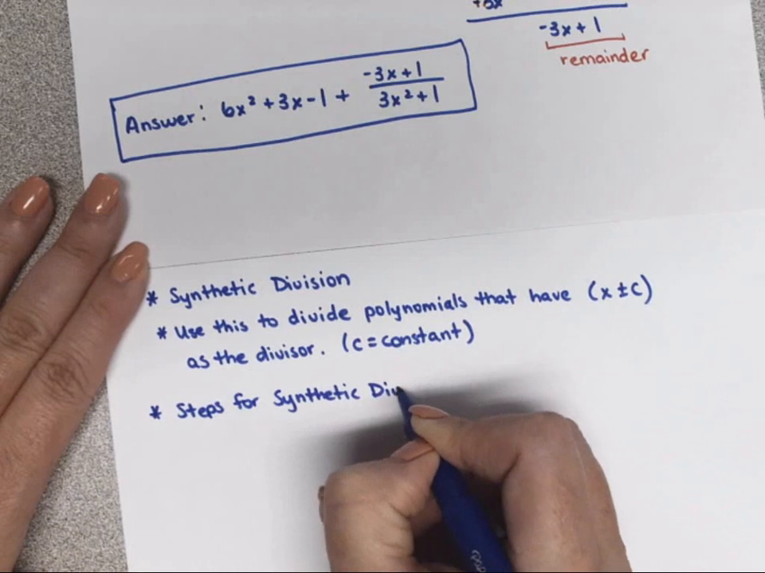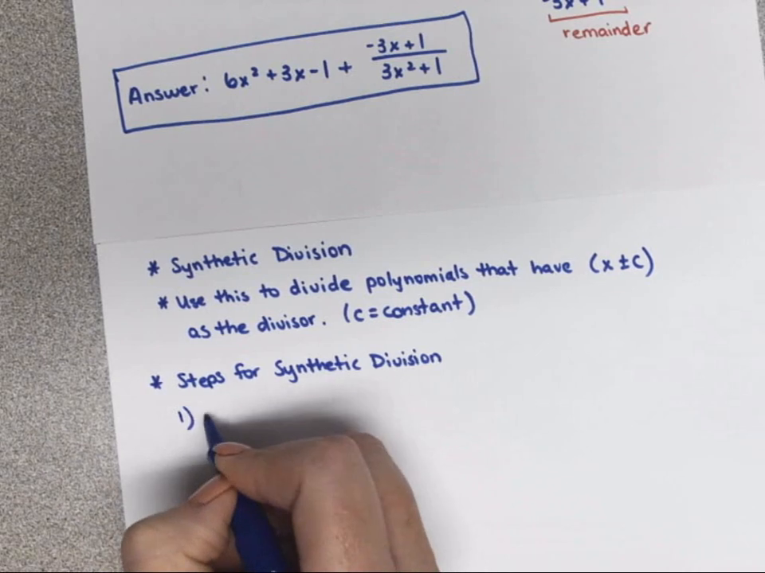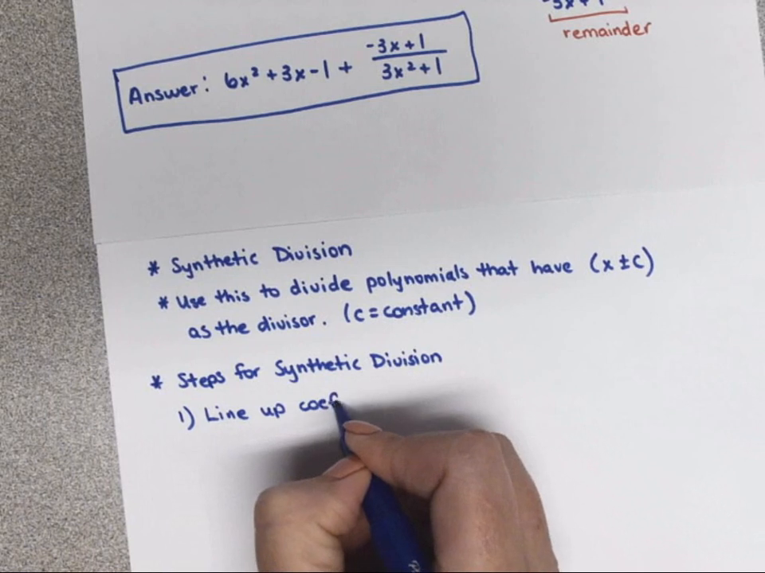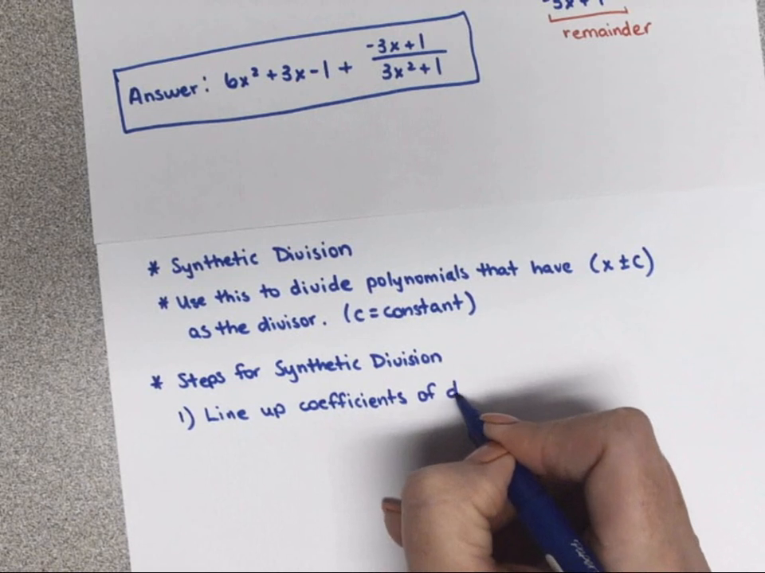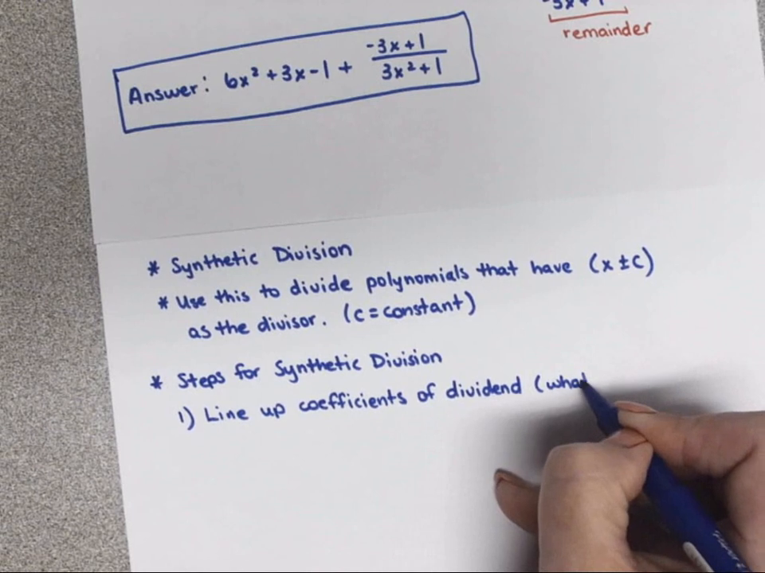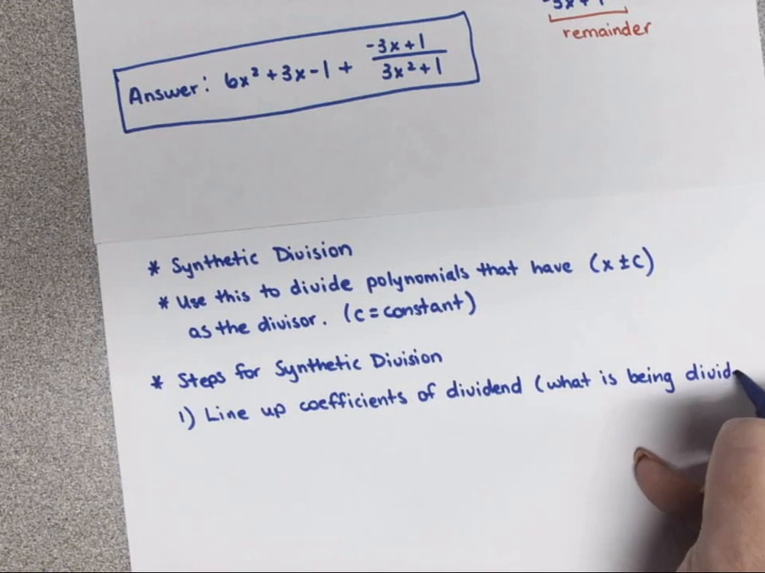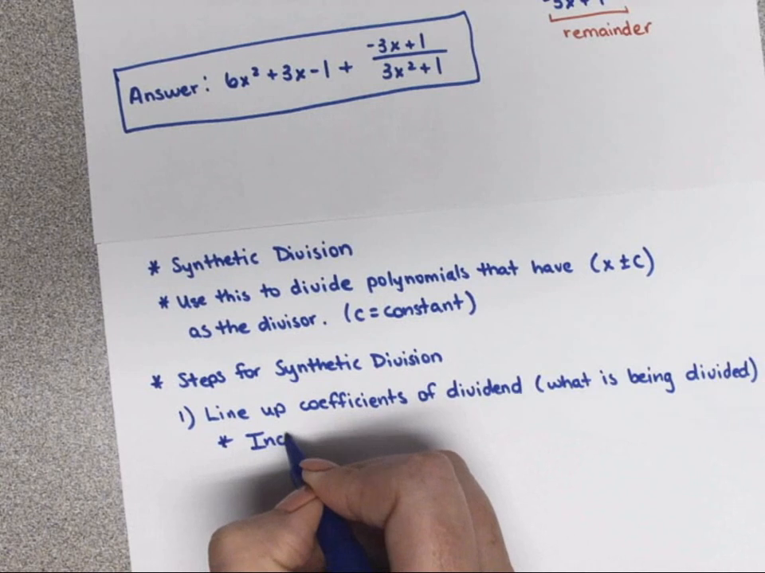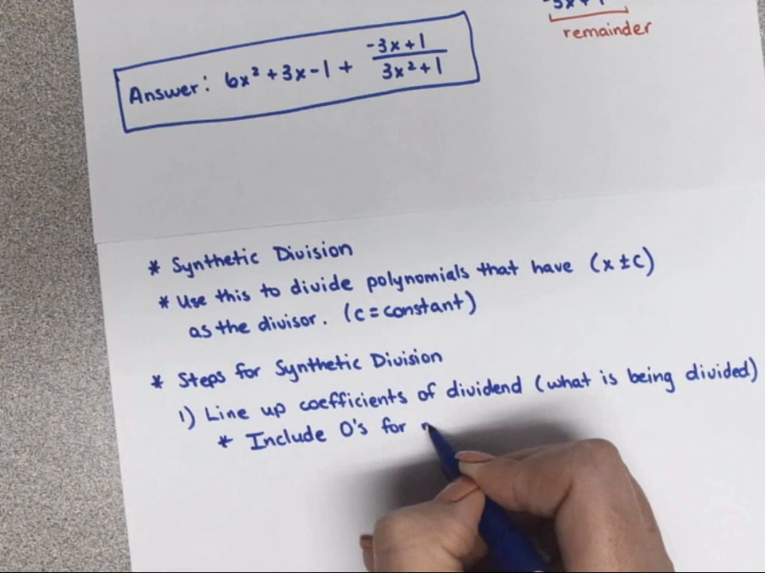All right, so stay with me with the steps, and I promise you're going to find that it's actually a much quicker process. So step 1 is you line up the coefficients. Coefficients are just numbers in front of variables of the dividend. If you don't know what dividend means, that is what is being divided, the bigger thing. An important thing to note is you have to have a number for every power of x. So you need to include zeros for missing terms.